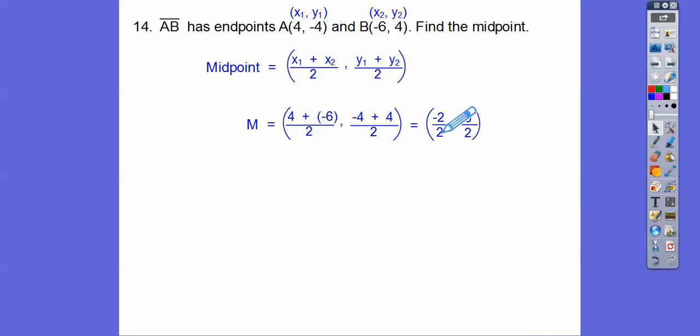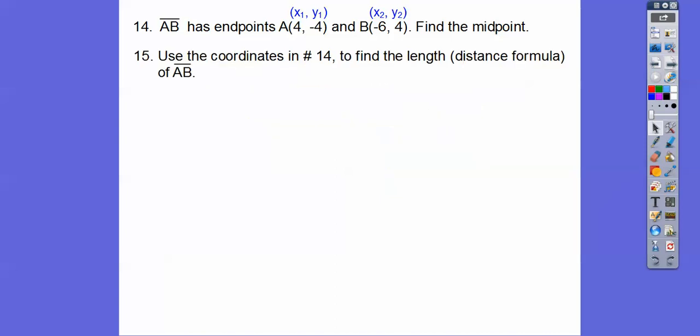Negative 2 over 2 is negative 1. 0 over anything is 0, so we get the midpoint to be negative 1, 0. Okay, all right, so now use those same coordinates to find the length, the distance.